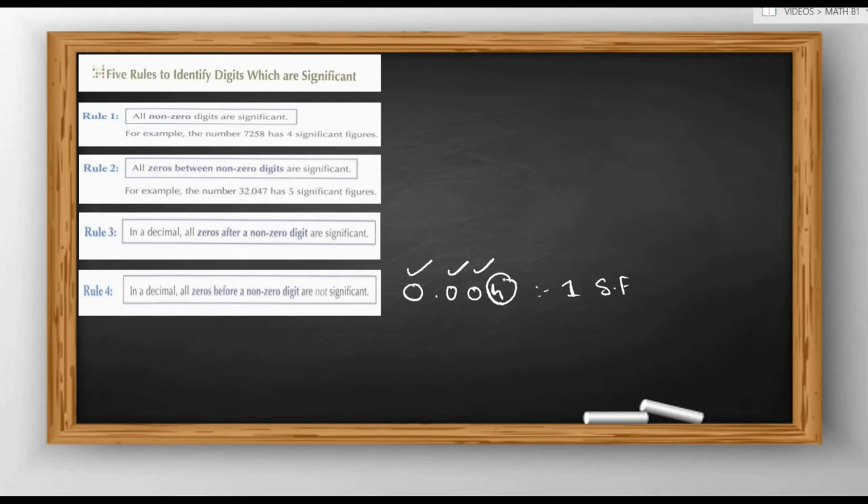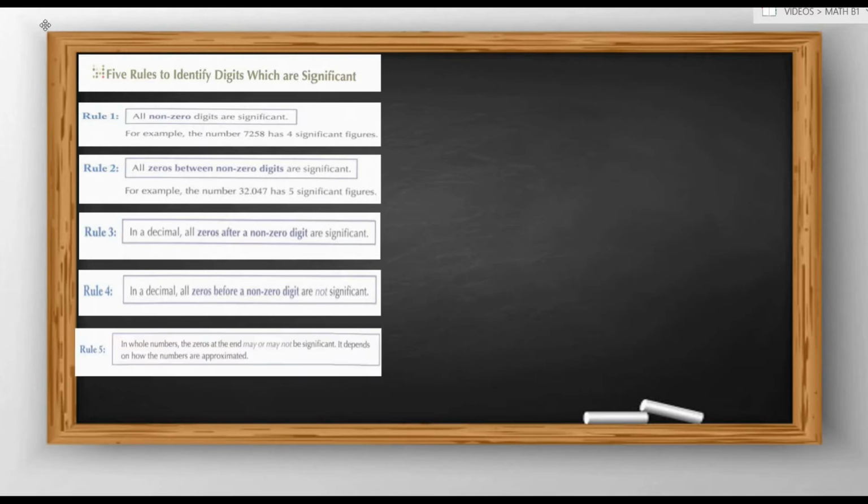So in order for zeros to be significant figures, they should come after a non-zero number. For example, if you have 0.400, then you will have 3 significant figures, because 4 and the rest of the 2 zeros would be considered as significant figures. Moving on to rule 5. Rule 5 says in whole numbers, the zeros at the end may or may not be significant. It depends on how the numbers are approximated. Now, in order to develop a better understanding, we will have some questions.